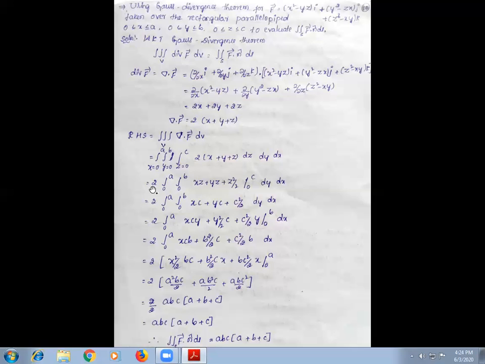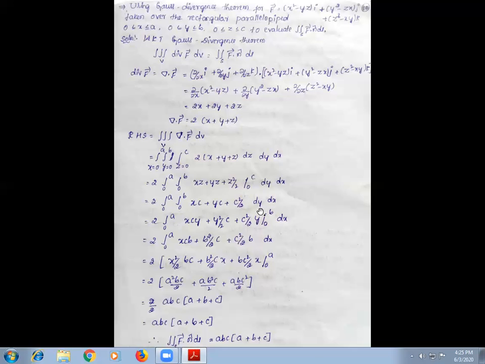2 is a constant, take it outside: integral from 0 to a, integral from 0 to b, x with respect to z is xz, plus y with respect to z is yz, plus z with respect to z is z²/2, between the limits 0 to c, dy dx. Apply upper limit minus lower limit in the z function: xc + yc + c²/2, dy dx.